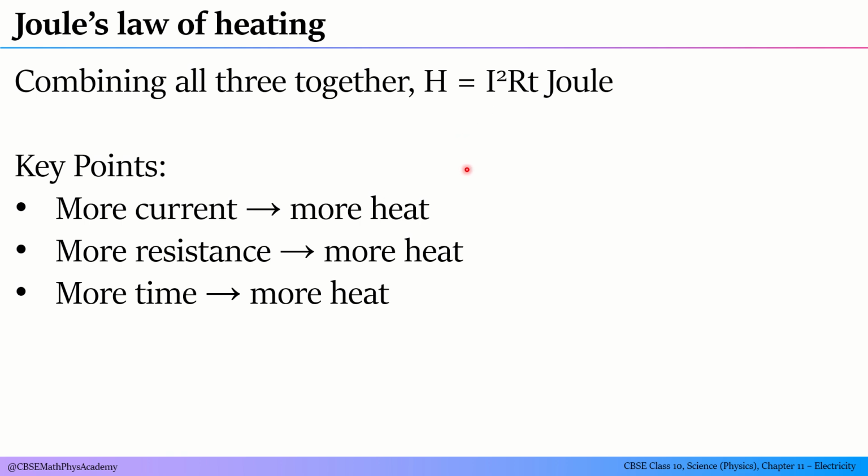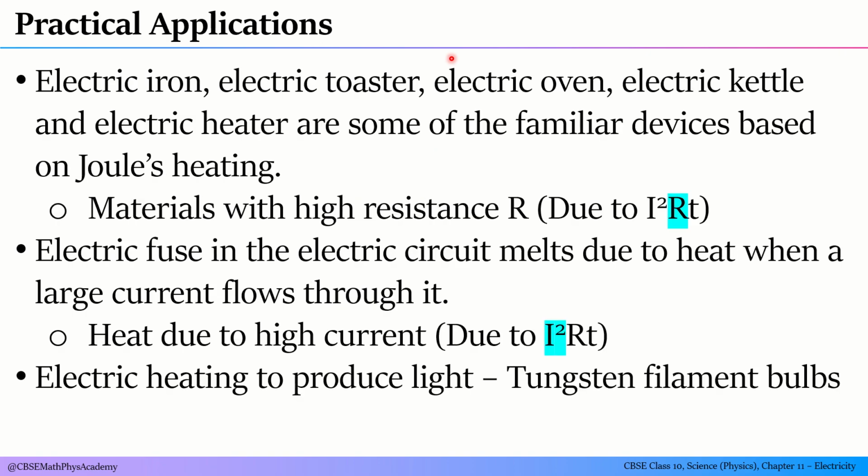The key point to notice is that R and T are linearly proportional to the heat generated, meaning double the amount of time, double the heat produced. Double the amount of resistance, double the heat produced. But I, current, has a square relationship. So double the current, and the heat increases by 4 times. So this has a bigger effect on the heat that is produced.